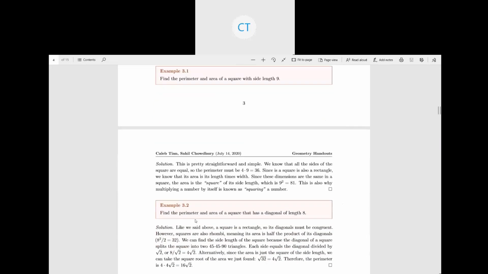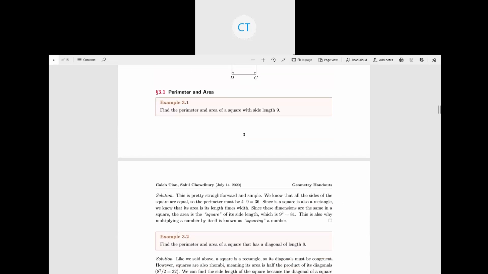Now this time, we're going to give you guys a diagonal. So again, find the perimeter and area, but this time you're given that the diagonal has length 8.